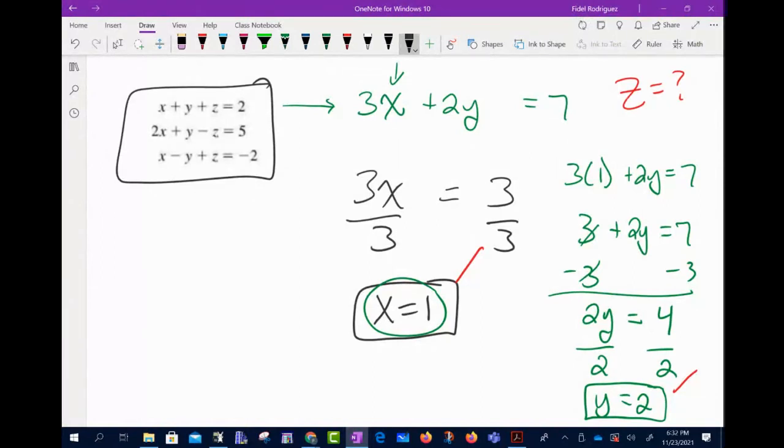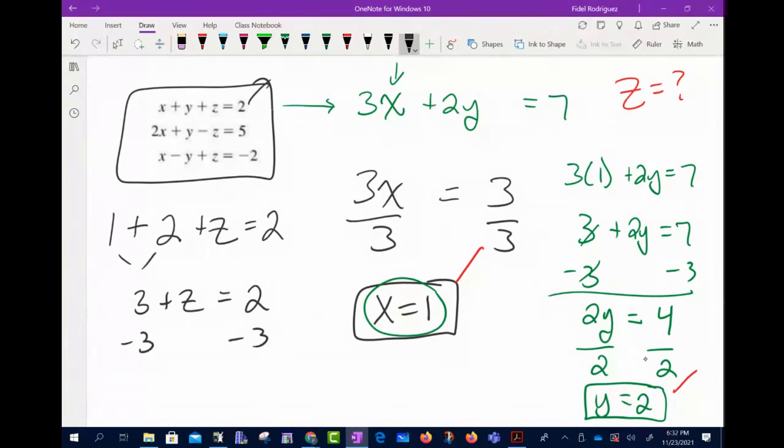Which equation do we use? We get to pick. Oh, I don't know. Let's pick the top equation. So where the x was a 1 plus, where the y was a 2 plus z equals 2. So 1 plus 2 is 3 plus z equals 2. So when we subtract 3 on both sides, I'm coming up with z is equal to 2 minus 3 should be a negative 1.